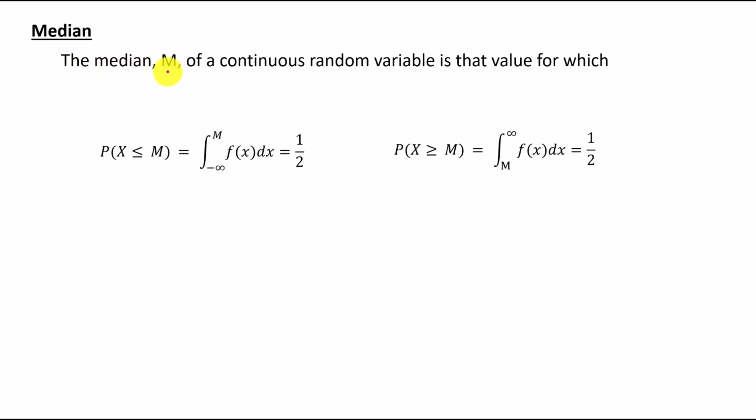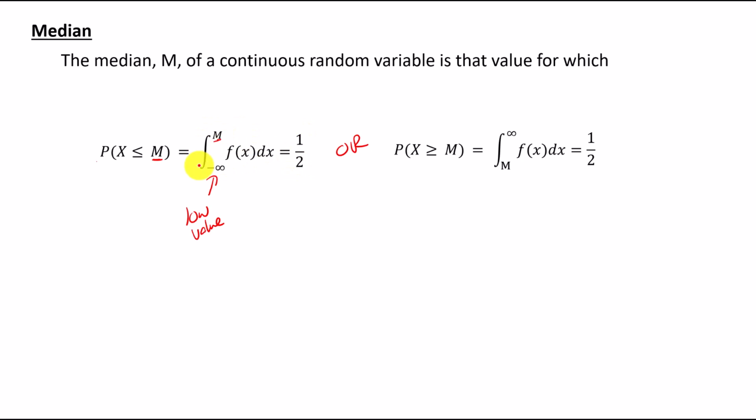Okay, the median m of a continuous random variable is that value for which one of 2 of these are true. They're both true, so you can use either one, and you can look at your probability density function to determine which one you might want to use. But the probability that x is less than or equal to some value m, where m represents our median, would be the integral from negative infinity, which we're just using to represent the lowest value, to m, which is going to stay a variable, of f of x, and it must equal 1/2.